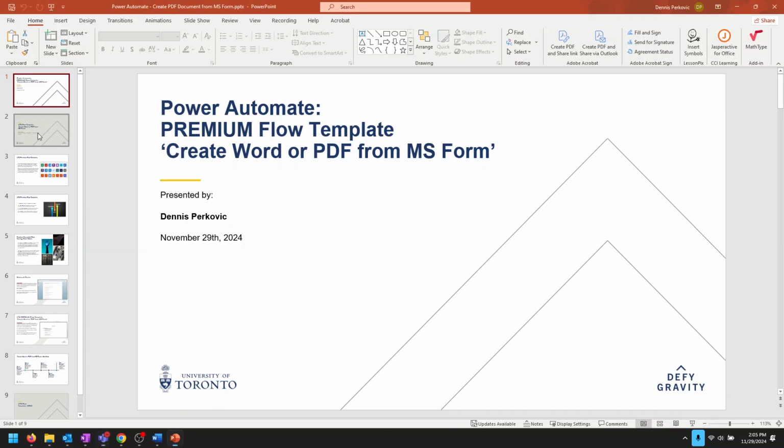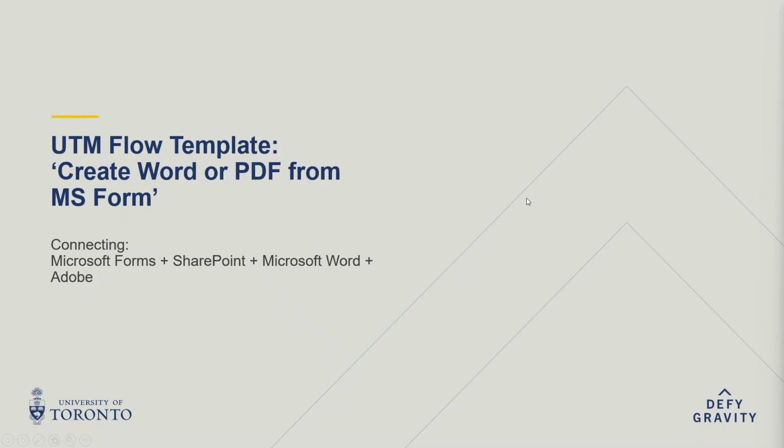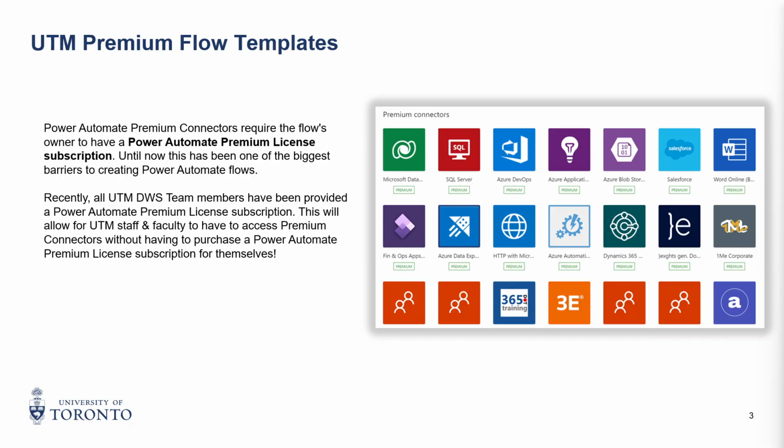So what that is, let me just put this in slideshow. Basically, Power Automate premium connectors require flow owners to have a Power Automate premium license subscription. So until now, this has been one of the biggest barriers to creating flows in Power Automate. Because if you wanted to make a flow that used any of these connectors, you needed to pay for an additional license, basically. And a lot of the connectors are pretty useful, like Microsoft Word and Adobe and things like that.